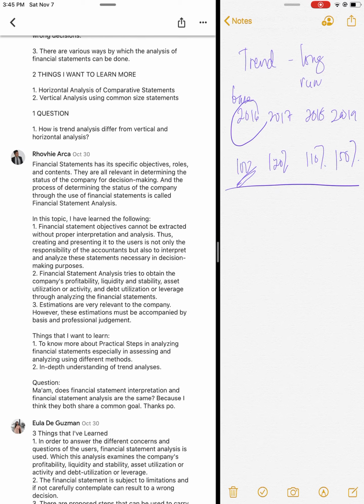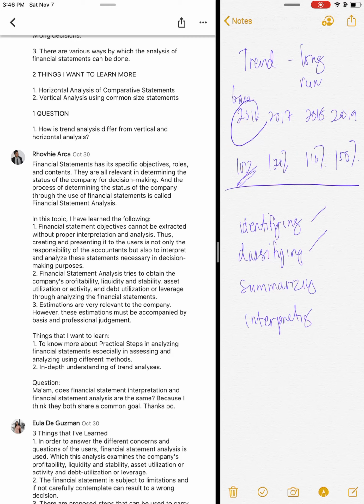Question from Rovi. Ma'am, are financial statement interpretation and financial statement analysis the same? Because they share a common goal. Okay. So, to answer this question, balikan natin ng konti yung ating basic accounting. Sabi dun sa basic accounting natin, accounting is identifying, classifying, summarizing, and interpreting the results thereof.